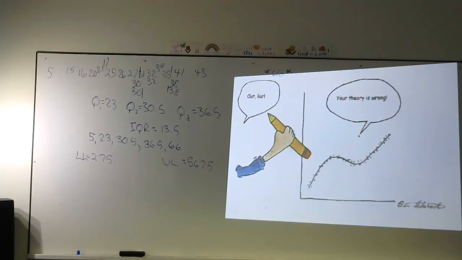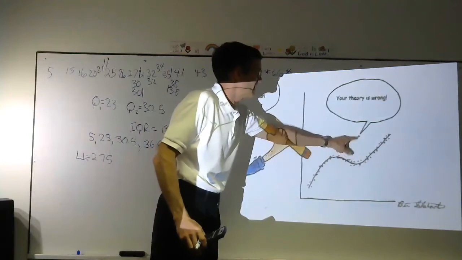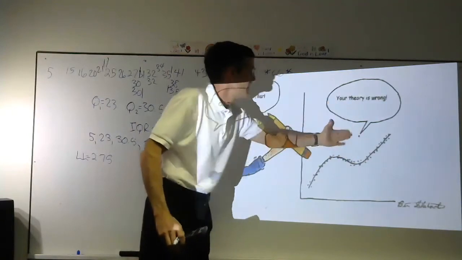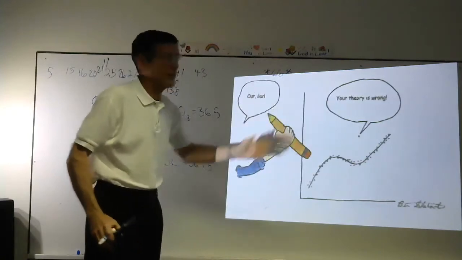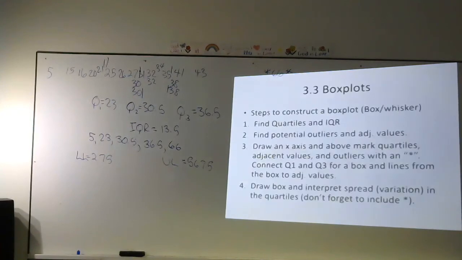Outlier. If you have a point that doesn't seem to fit the rest of the data, that point is crying, your theory is wrong, your theory is wrong. Well, that must be an outlier, and we're going to erase it. We're going to get rid of that. Love the statistical cartoons. All right, so let's draw a box plot for this data.